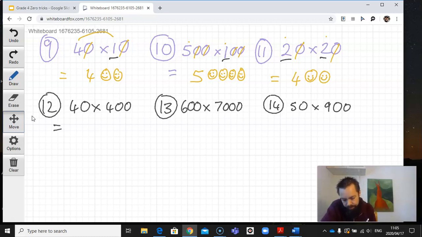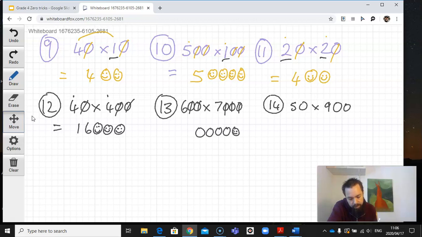Okay, looking at the first one. Cross out, cross out, cross out. We crossed out 3. We put them down at the bottom. 4 times 4 is 16. There we go. Having a look at the next one, which has lots of zeros. 1, 2, 3, 4, 5. We have 5 zeros. And 7 times 6 is 42. That's a big number. It's 4,200,000. You don't need to know how to say it, as long as you can write it correctly.